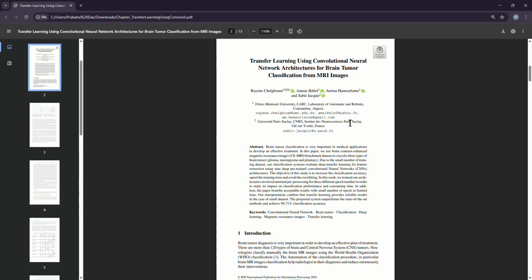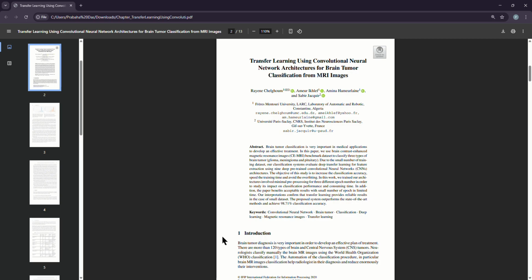Hello everyone. Today we will be discussing a research paper on transfer learning using convolutional neural network architectures for brain tumor classification from MRI images. This study focuses on using pre-trained deep learning models to classify brain tumors from MRI images. Given the limited availability of medical imaging datasets, the researchers explore transfer learning as a way to improve classification accuracy, reduce training time, and prevent overfitting.